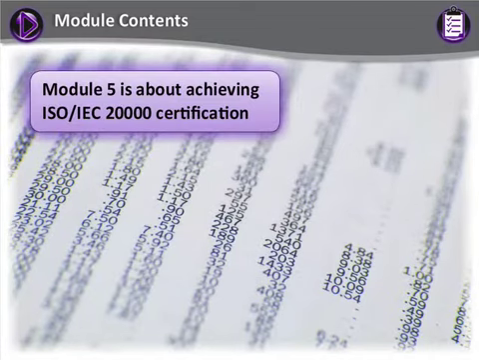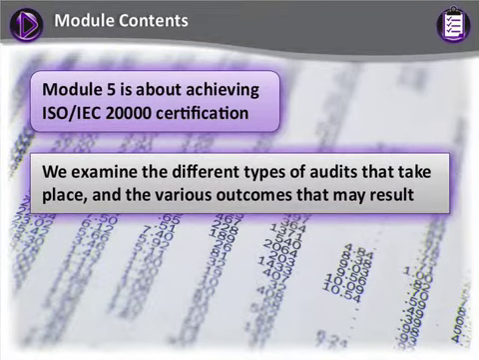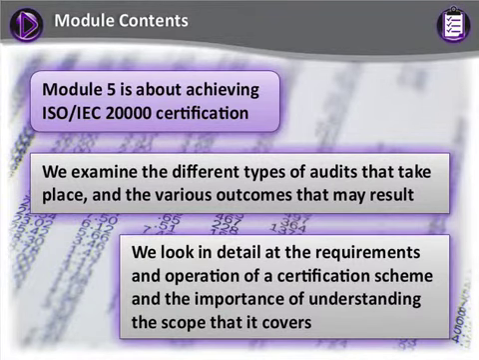The final module, Module 5, examines how organizations can become certified against the standard, with particular reference to the TÜV-SÜD certification scheme. We look at the different types of audits which take place and the various outcomes which may result. We also spend some time considering the scope of the certification. This is an important aspect which we examine in detail. We shall also have an exercise on this topic to ensure that you have understood it fully.